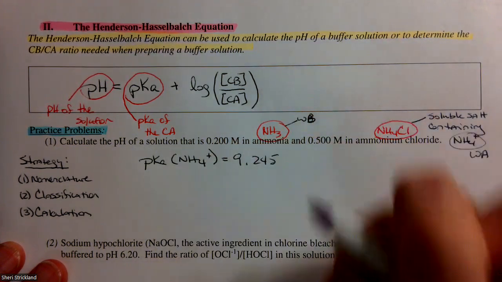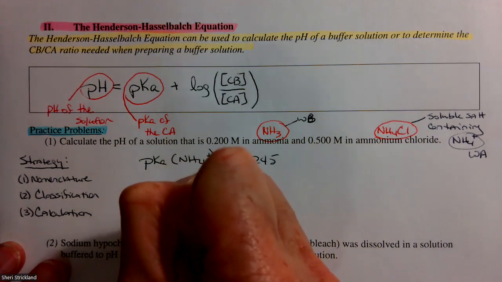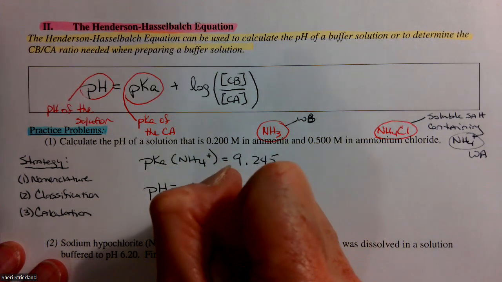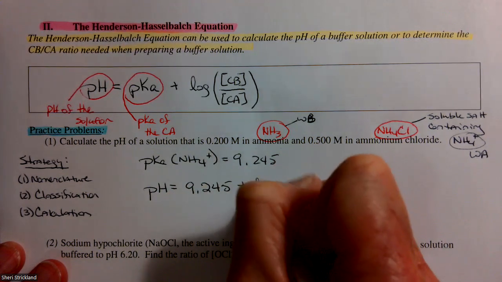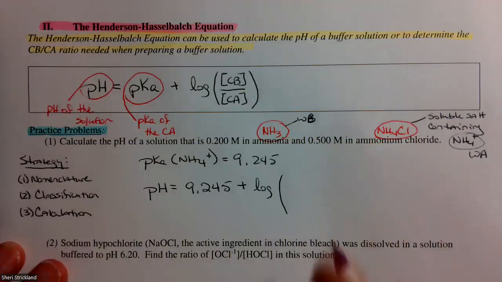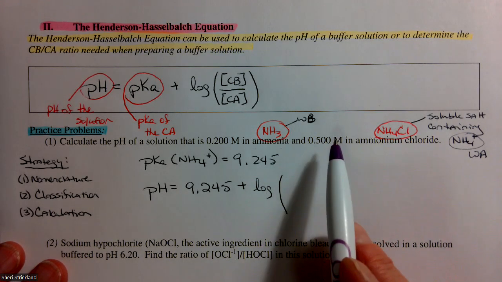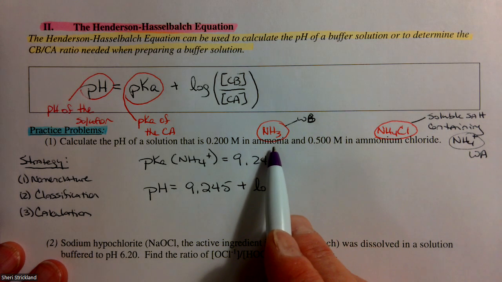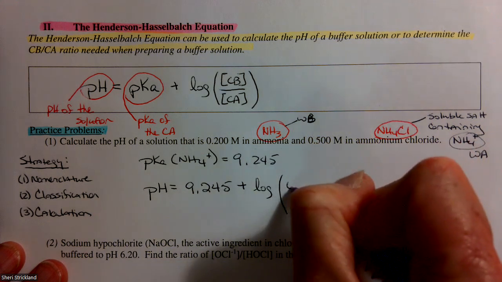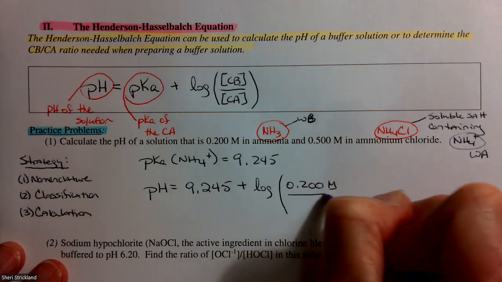9.245. Okay, so in this case, what we want to know is the pH. So we've got 9.245 plus the log of the conjugate base over the conjugate acid. Now, the reason I like to label them is because that helps me remember which was which. So the ammonia is the conjugate base. So the 0.200 molar goes on the top.